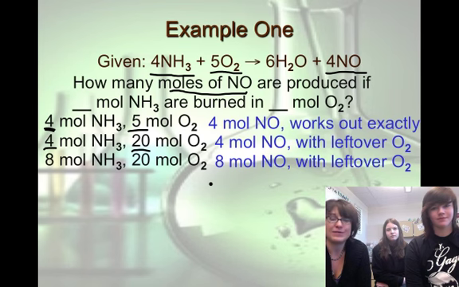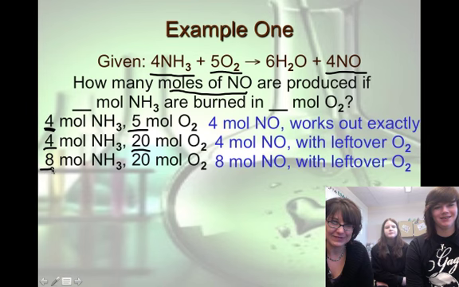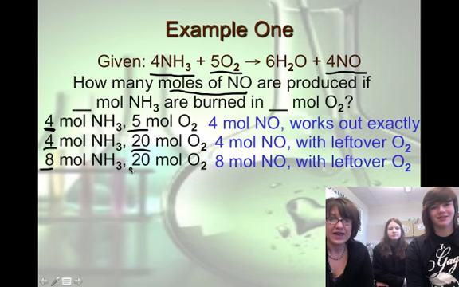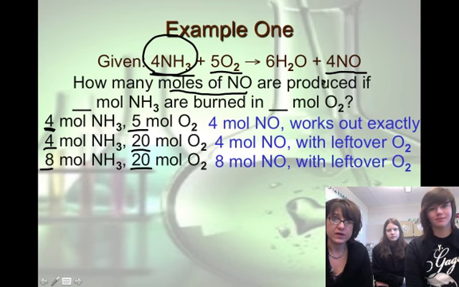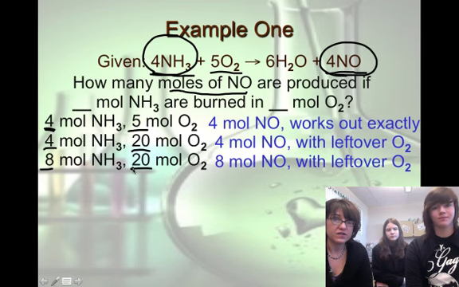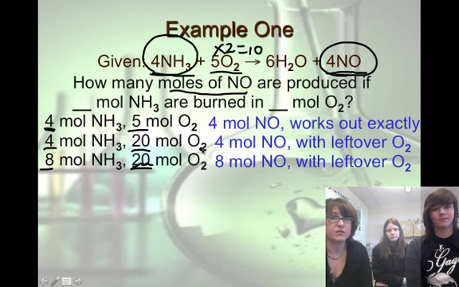Oh, I didn't ask the question. Whoops. This time, we started with 8 moles of ammonia, and we have 20 moles of oxygen. And since we have twice as much ammonia, we can make twice as much nitrogen monoxide, right? The oxygen is not going to run out before the ammonia runs out. So we still have leftover oxygen, because if I had 8 moles of this, that means I used 10 moles of oxygen. See, I only used half of what I had there.